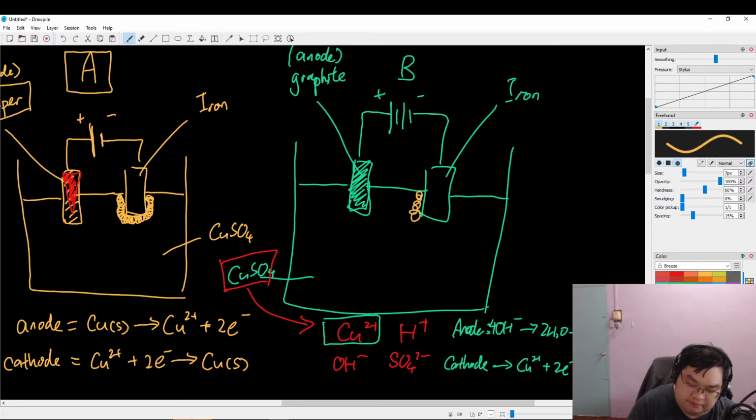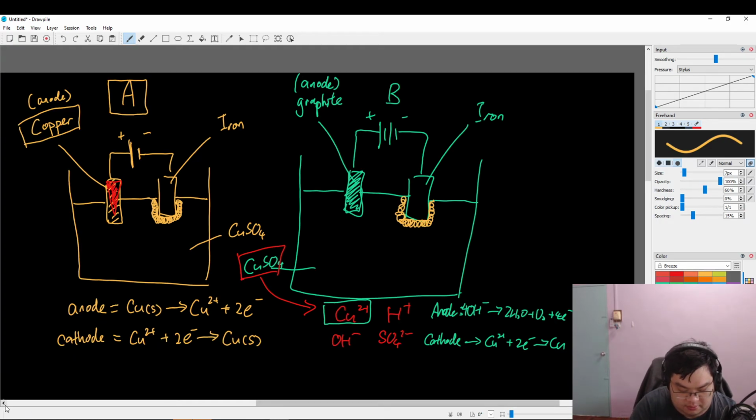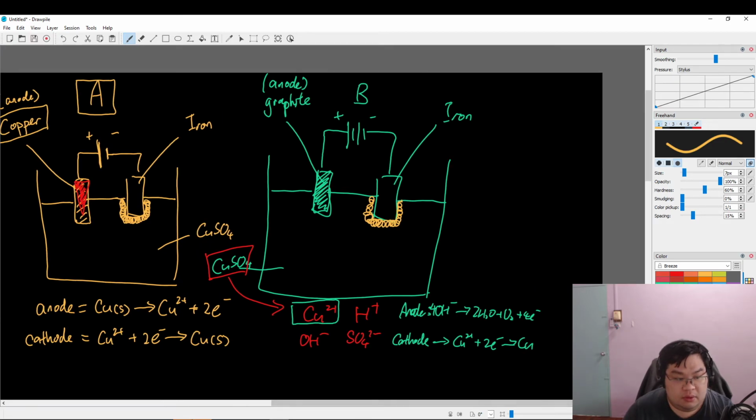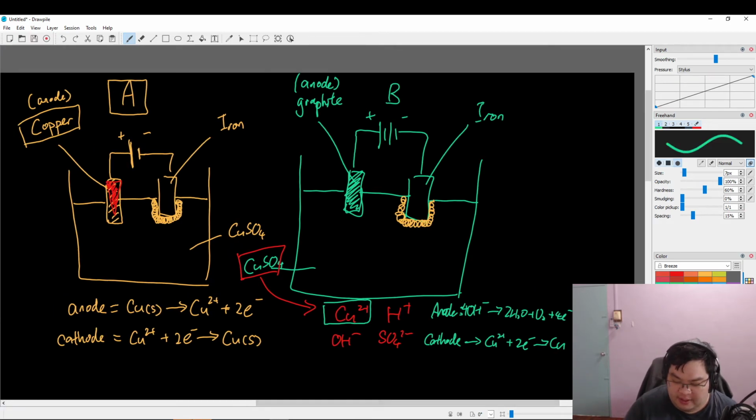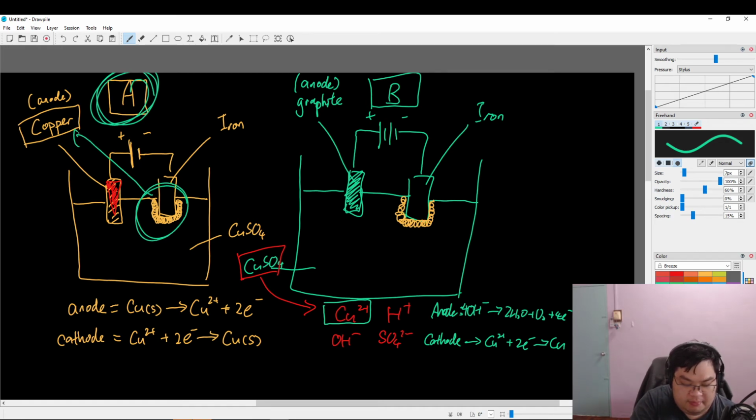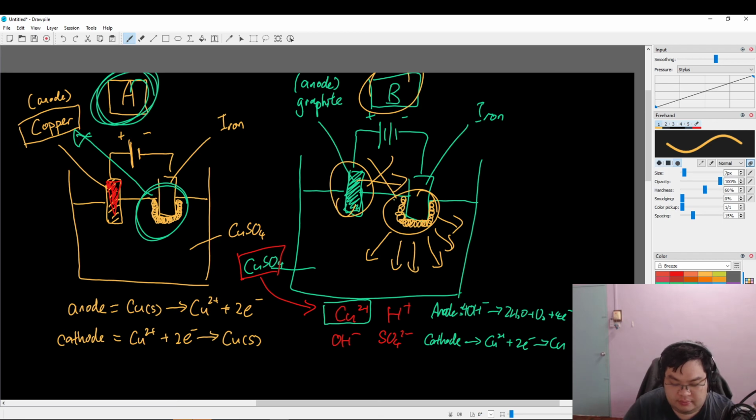So a bunch of copper will still coat. If you compare and contrast these two scenarios, you'll realize that both of them are considered coating processes, both A and B. It's just that in A, the coating comes from the anode dissolving and coating onto the cathode. For scenario B, this coating comes from the electrolyte and has nothing to do with this one; the anode does not contribute to here.